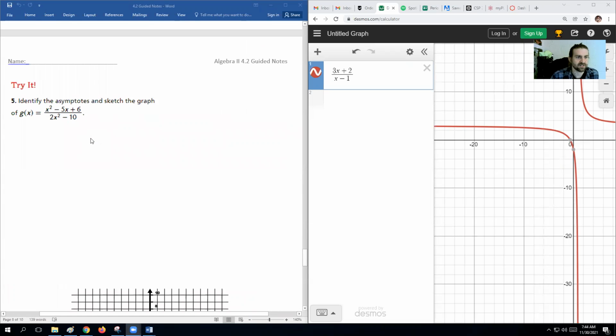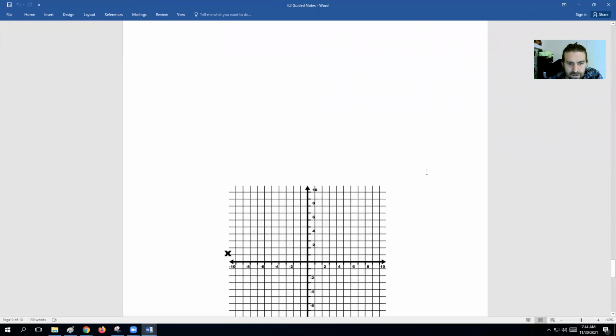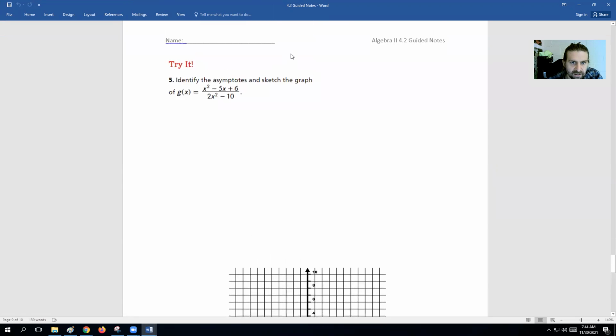So let's talk about this here. Let's identify some of these asymptotes. I'm going to full screen this as much as I can. I'm going to have to just use the graph and write the equation over here. What do we got? We got x squared minus 5x plus 6 over 2x squared minus 10. Of course, it'd be something like that.